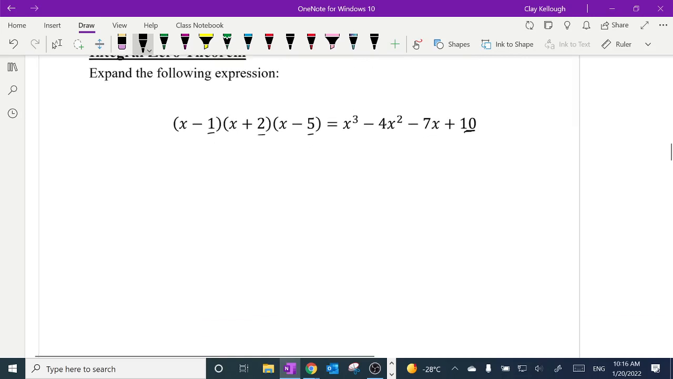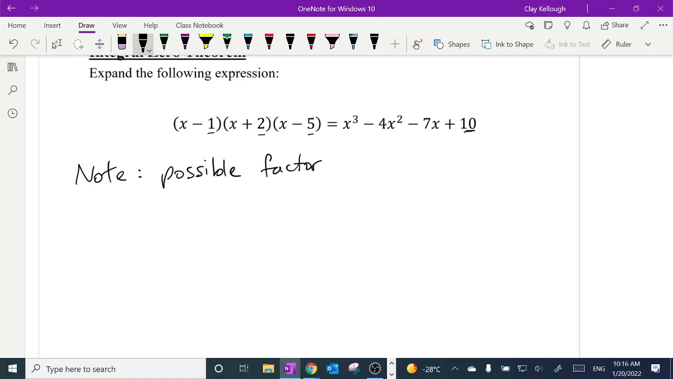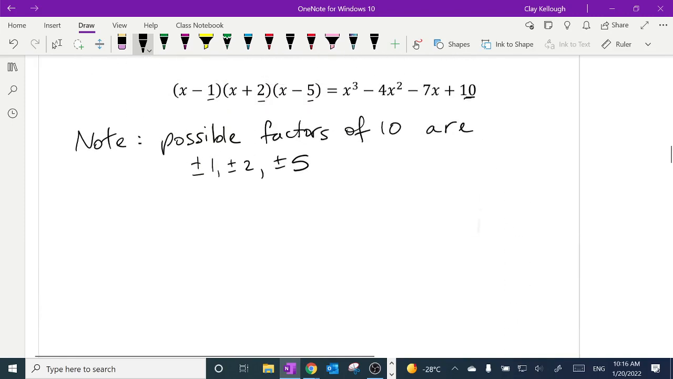So basically, what you're saying is, note, possible factors of 10 are, let's see, what are the possible factors of 10? Well, there's plus or minus 1, plus or minus 2, and plus or minus 5.